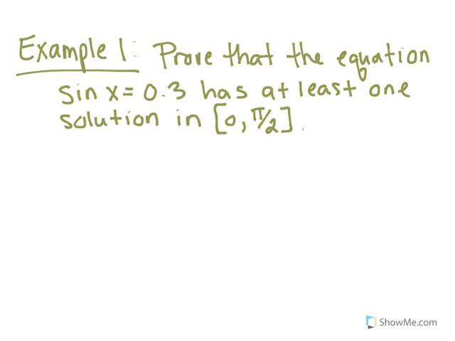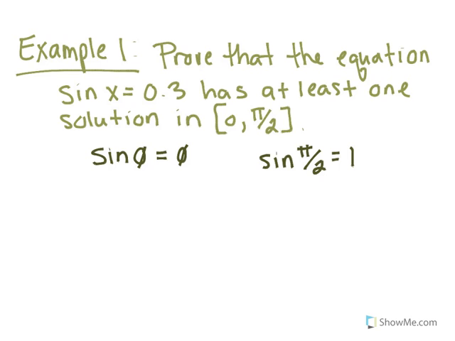So what we're going to do first is double check that sine x equals 0.3 is actually between 0 and pi over 2. I know that the sine of 0 is equal to 0, and I know that the sine of pi over 2 is equivalent to 1. So sure enough, 0.3 fits in between that range of values.